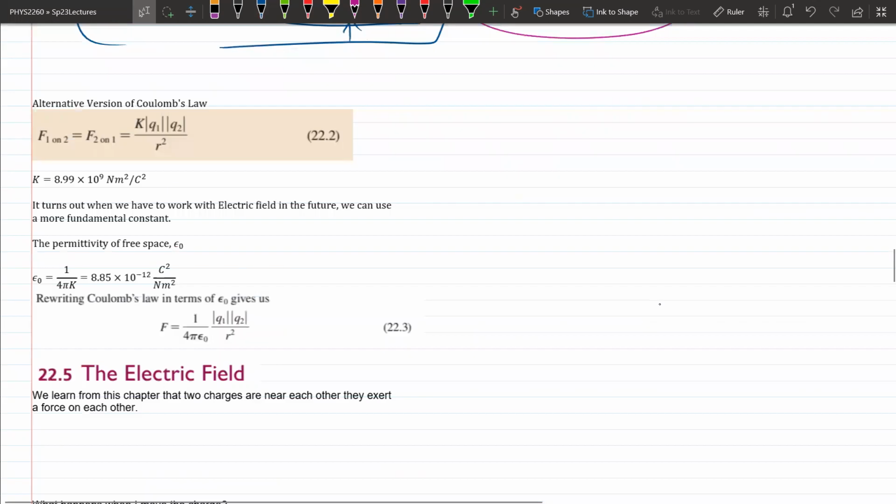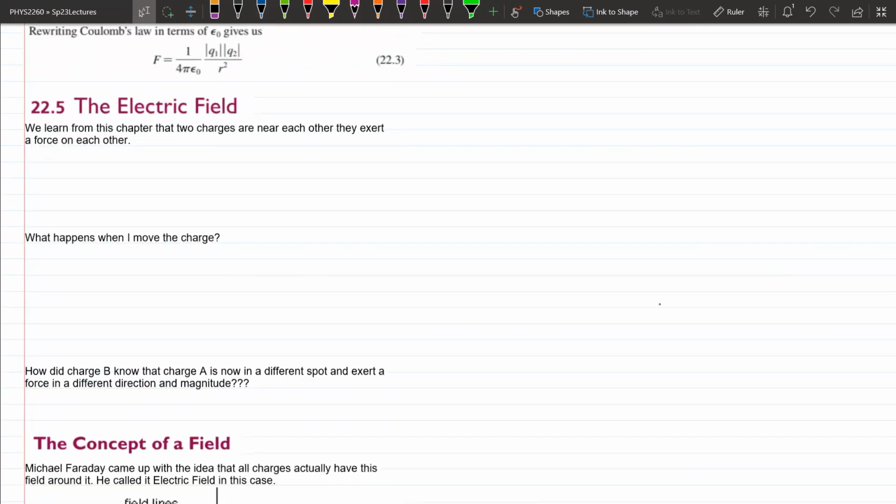So I'm going to take the last few minutes just to introduce the last idea of this chapter. It's this idea called the electric field, and I'll do the example tomorrow. The electric field is a way for us to figure out the force from a single charge. Right now what we've been doing is we have some charge A and some charge B, and we can figure out the force that A is exerting on B.